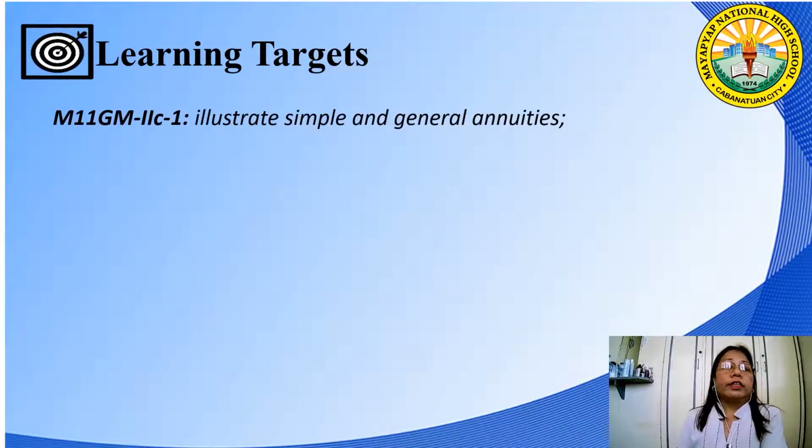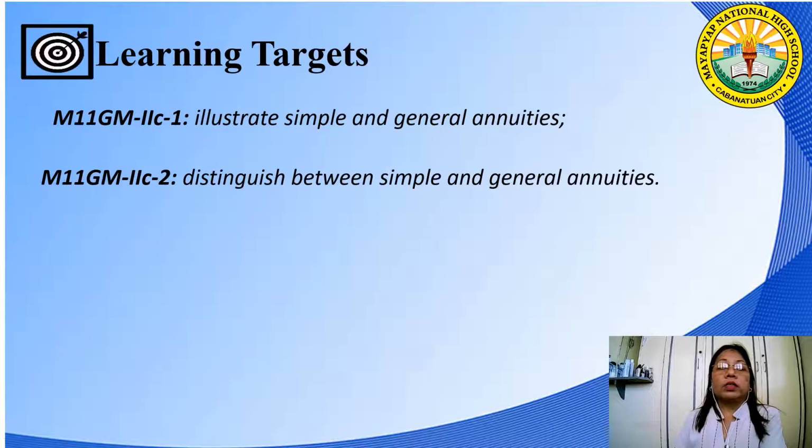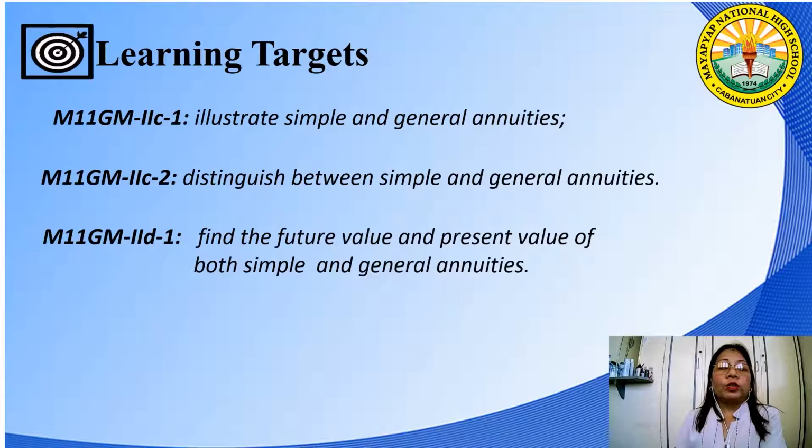Our learning targets are: illustrate simple and general annuities, distinguish between simple and general annuities, and find the future value and present value of both simple and general annuities.